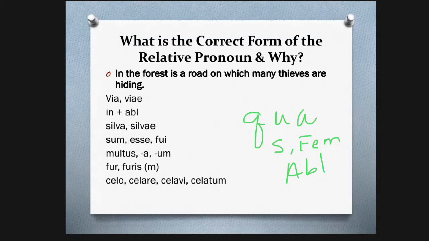The correct form of the relative pronoun is qua. If you wrote in qua, you are correct also, if you felt that you should include the preposition in front of qua because it is part of a prepositional phrase. At this point, I'm done guiding you through the sentences, and you will be on your own.